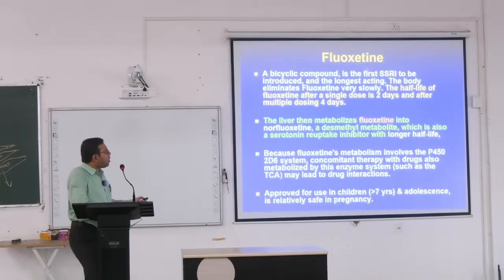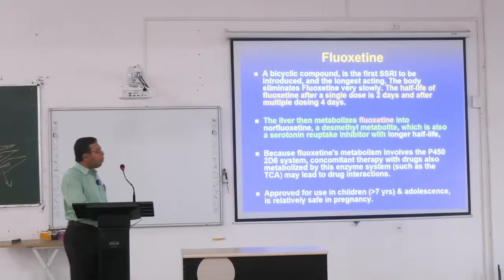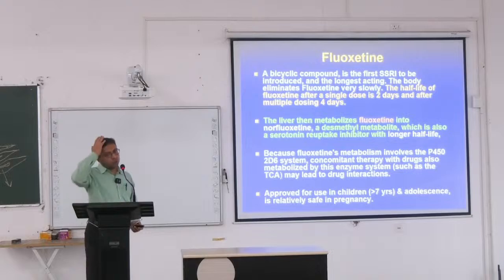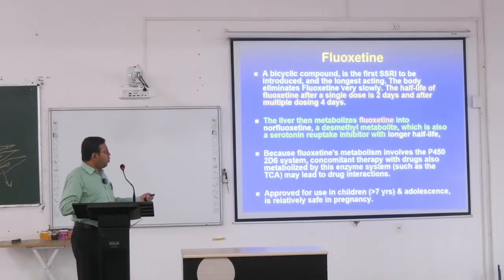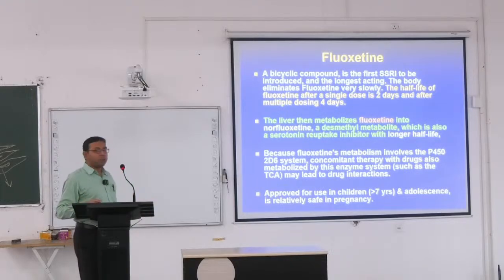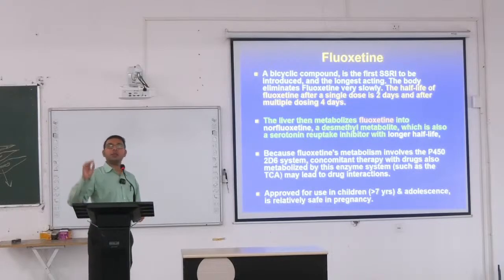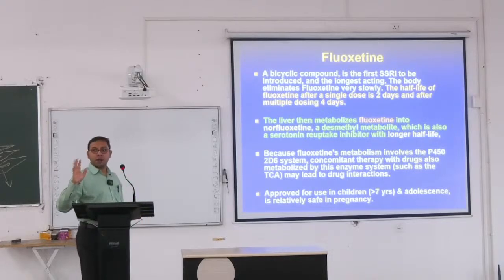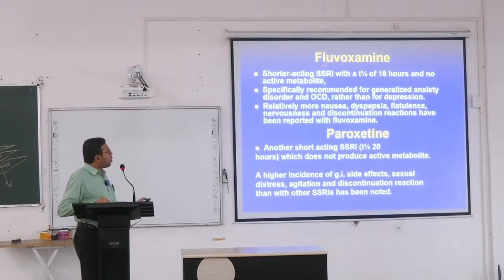এক্সাম্পল। ফ্লুঅক্সেটিন, the first drug, also very commonly used. It is a bicyclic compound, half life is 2 days to 4 days, লিভার মেটাবোলাইজ করছে, ডিটেলস লাগবে না, কিন্তু মনে রাখবি this is approved for use in children. চিলড্রেনদের ক্ষেত্রে সমস্ত কিছু দেওয়া যায় না, কিন্তু greater than 7 years এ ফ্লুঅক্সেটিন ইউজ করা যায়। Adolescence and relatively safe in pregnancy, প্রেগন্যান্সিতে অনেক কিছু ড্রাগই দেওয়া যায় না, কিন্তু ফ্লুঅক্সেটিন দেওয়া যেতে পারে। Relatively safe in pregnancy, it can be given in children greater than 7 years, it can be given in adolescent depression. So this is about the fluoxetine.